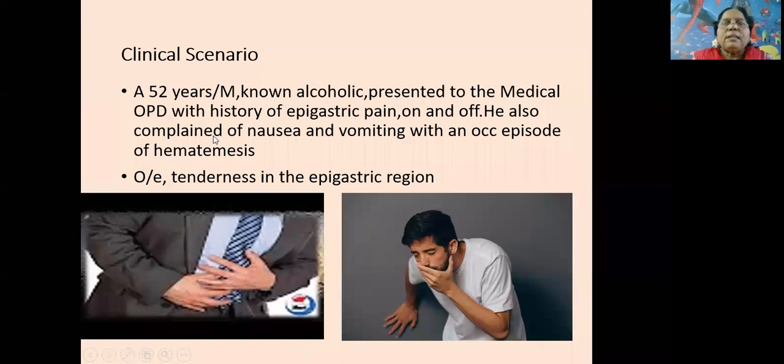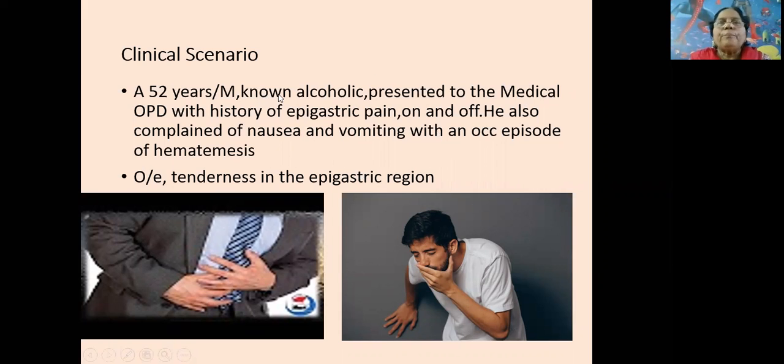So this is a clinical scenario. A 52 years old male is a known alcoholic. So whatever topic I am discussing, like gastritis or peptic ulcer, I won't be discussing the clinical features. All the clinical features will come in the case scenario.